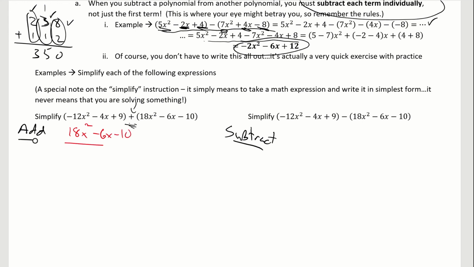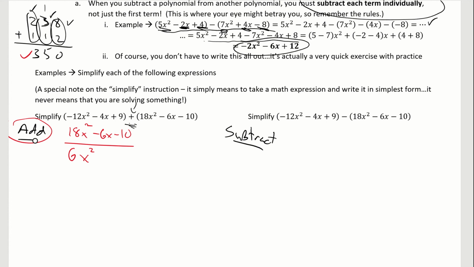And what they're going to do is they're going to add. So you do your numbers. Minus 12 plus 18, or 18 minus 12, is 6. Remember, you're just combining like terms. The power doesn't change. You're saying, how many x squareds do I have? Just like in the arithmetic here. How many hundreds do I have? 3. That's how many. How many x's do I have?